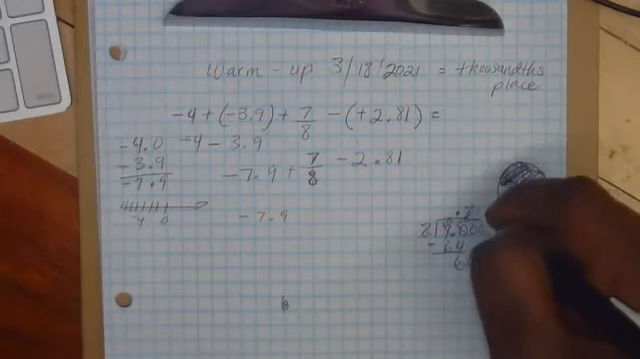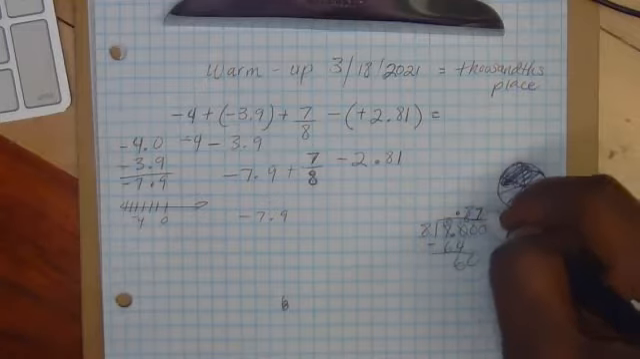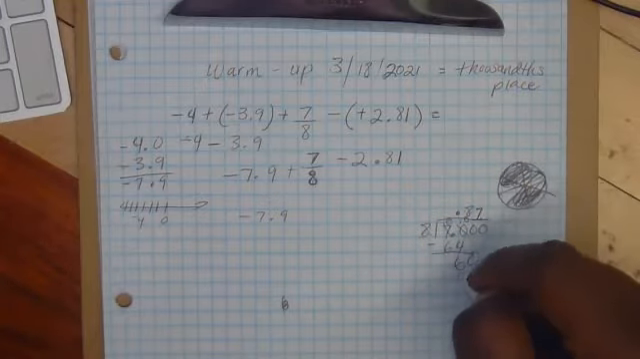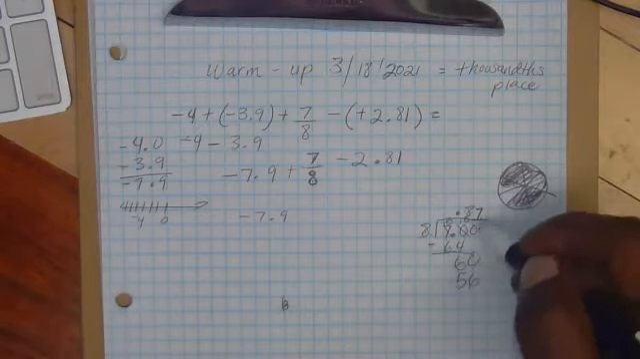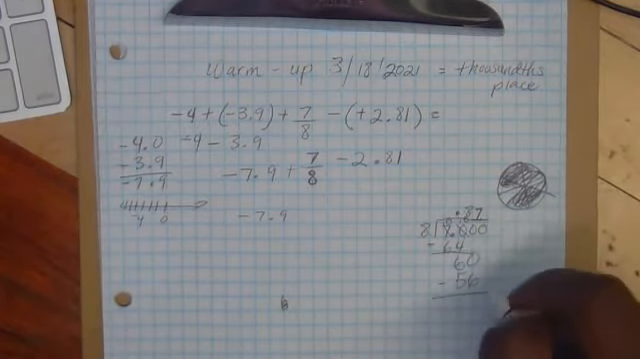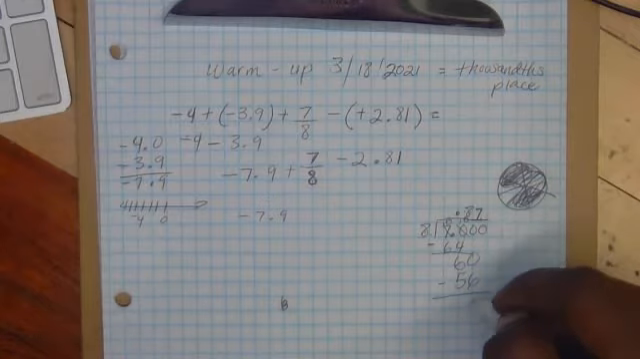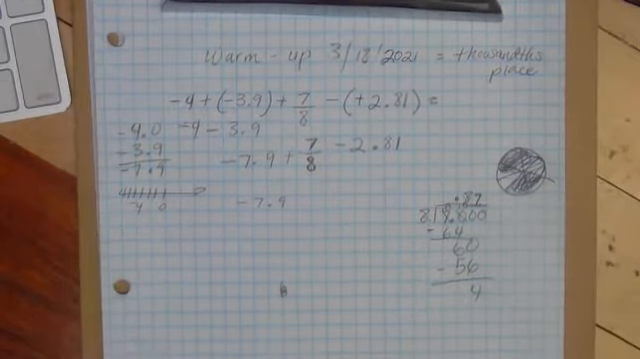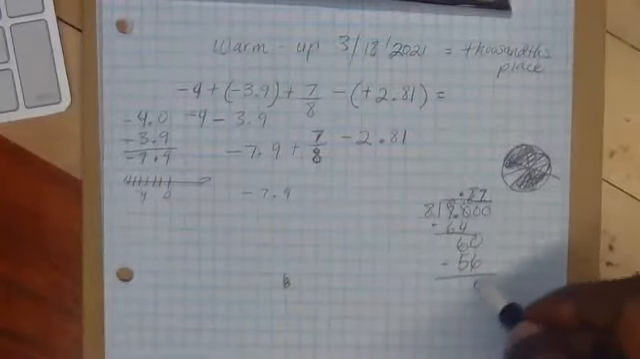7 is the maximum number of times. 7 times 8 is 56. And 56 from 60 is what? It's going to leave 4. Exactly, it's going to leave you 4.